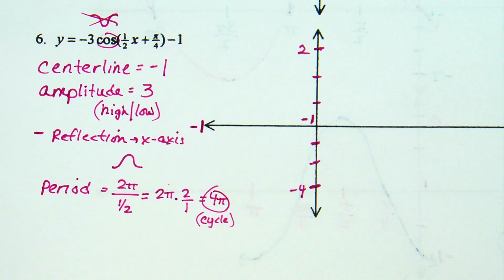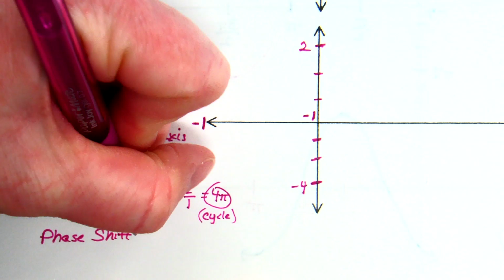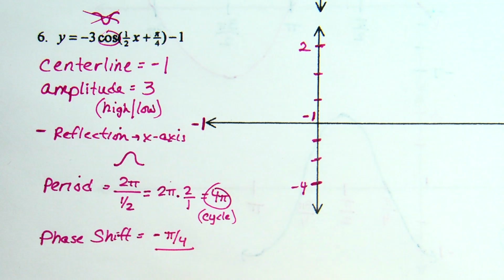And last thing we need to make sure we mention, phase shift. So phase shift is C over B. Use the opposite of the sign, though. So what is C over B? Negative pi over 4 over 1/2. So negative pi over 4 over 1/2.